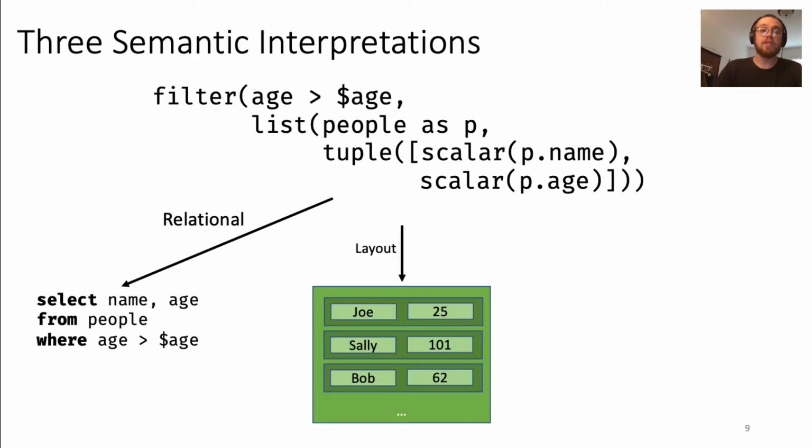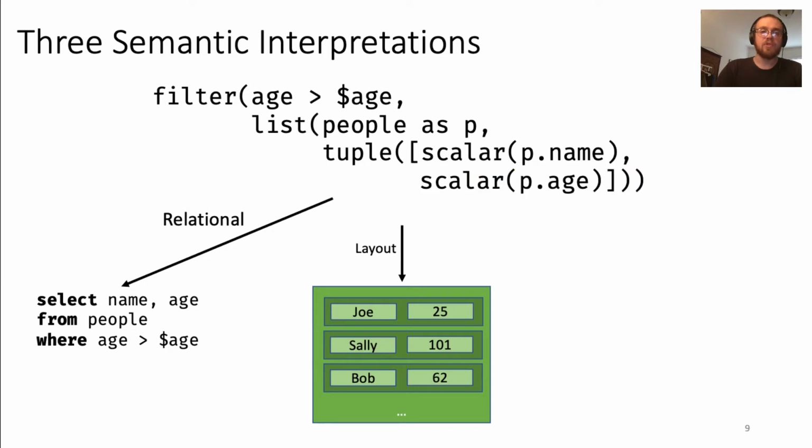Second, this program has a layout semantics, which tells us on a byte level exactly how to build a data structure from this query. So there's a correspondence between the list operator and this outer list, between the tuple operator and the tuples inside the list, and between these two scalar operators and the scalars inside the tuples.